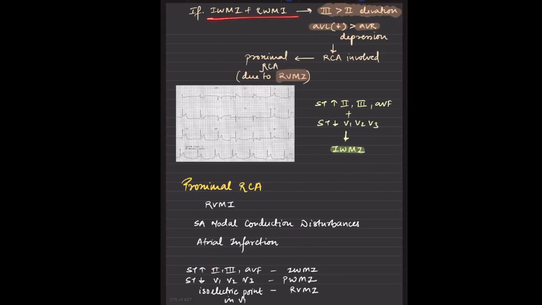If there is an inferior wall MI with right ventricular MI, that is mostly seen in 50% of the population whenever there is a right ventricular MI. So remember the elevations will be in 2, 3, aVF because of inferior wall MI. The elevations will be more in 3 as compared to 2, and the depression is more in aVL as compared to aVR. That means the RCA is blocked, proximal RCA. Remember that.